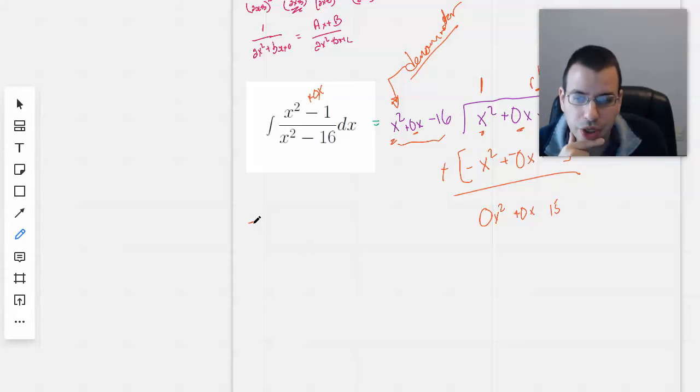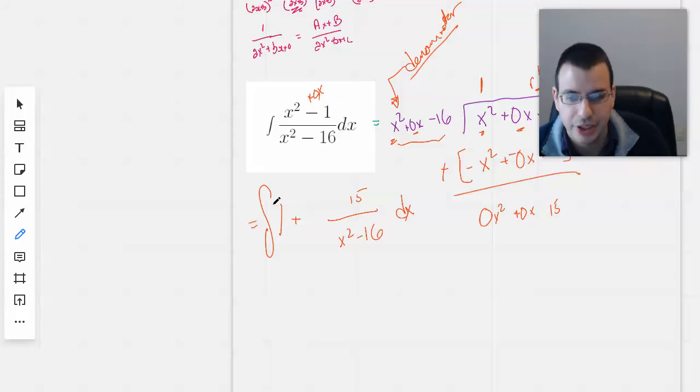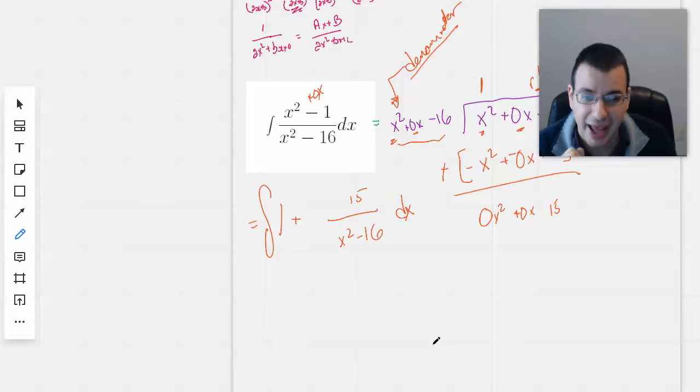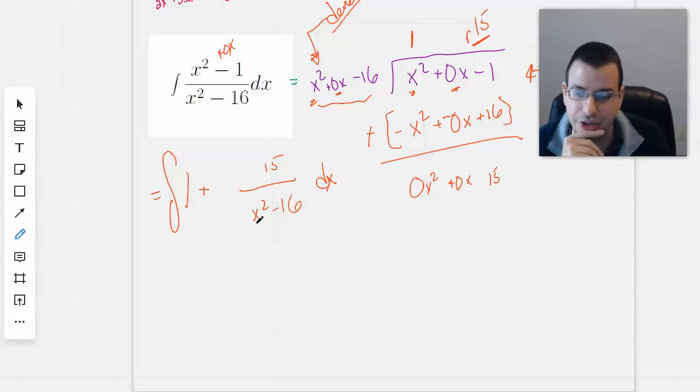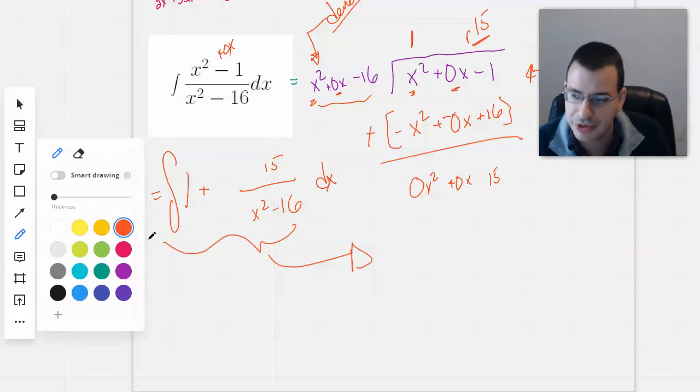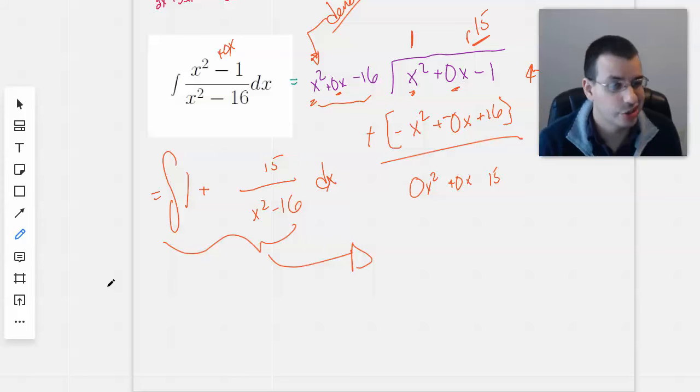So we can rewrite this equation right here as the integral of 1 plus 15 over x squared minus 16 dx. Whoop, integral. And now we can go for the difference of squares. Whoop. If you don't remember difference of squares, well, you should.